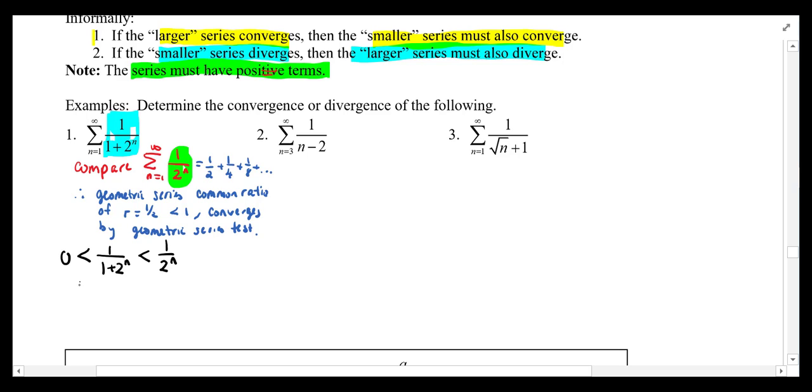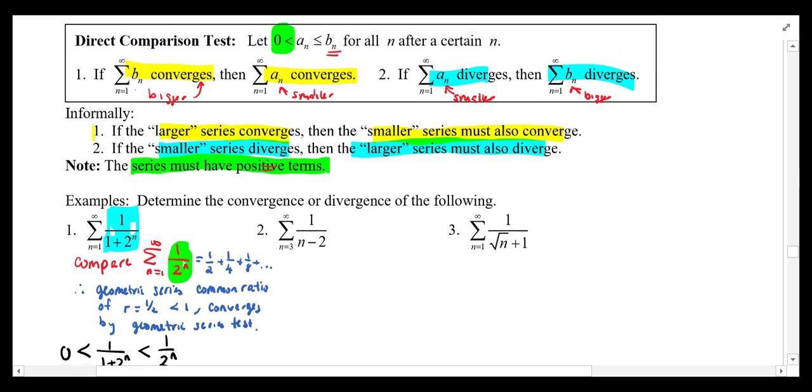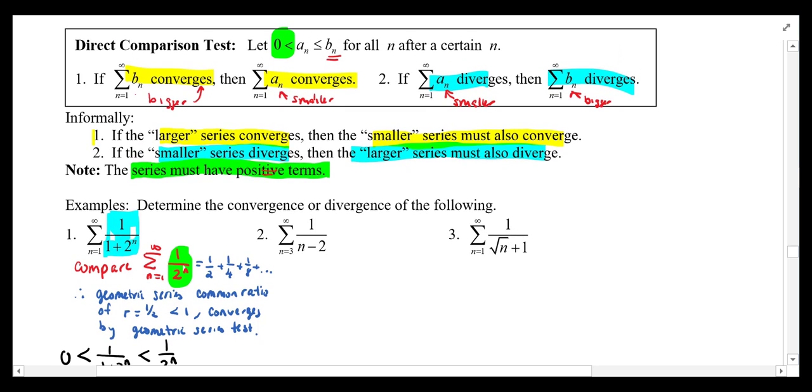So knowing this, I can say by the direct comparison test, the short form here is DCT, we know that the sum from n equals 1 to infinity of 1 over 1 plus 2 to the n, yes, also converges. Okay, so once again, we compared it to a different series that was a little bit easier to manage. We figured out if that one was converging or diverging. We then looked at which of the series were smaller and bigger to see if it fits the definition from above in the direct comparison test, and then we come up with our conclusion.